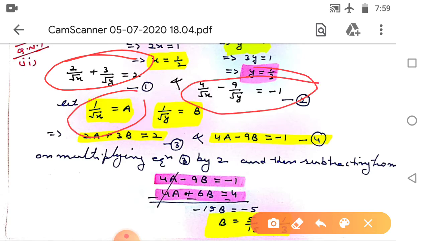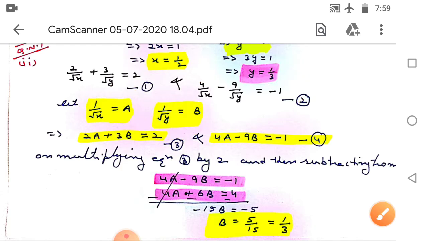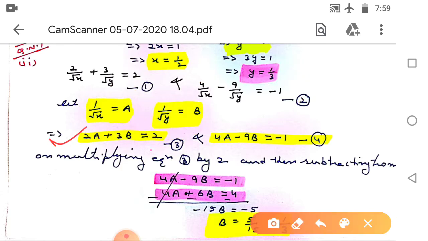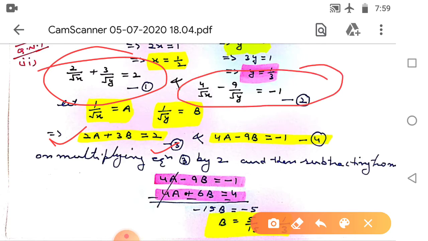Put the value of a like this. So it becomes 2a plus 3b is equal to 2 as far as first equation is concerned, and in equation 2 if we put the value of a as 1 by under root x and b as 1 upon under root y, we get 4a minus 9b is equal to minus 1. Clear? So now on multiplying equation 3, this is equation 3 by 2.